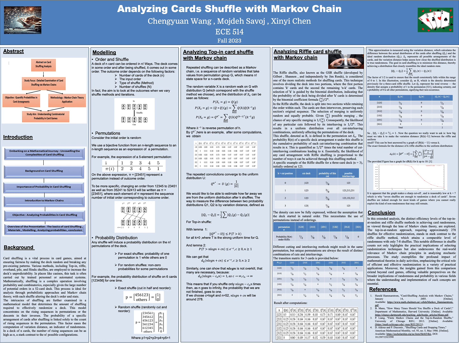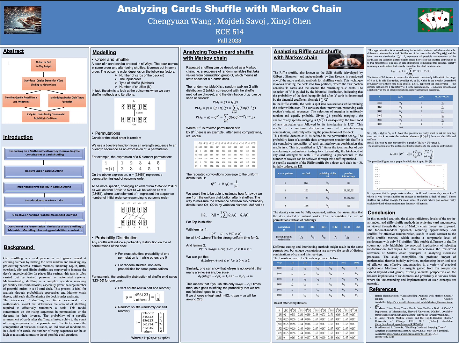Our aim is to look at the outcomes when we vary the shuffle method and iterations. For permutation, we consider the initial order is random, and we use a bijective function as an expression of a permutation. For example, pi equal to 2, 3, 4, 5, 1 represents a permutation instead of an outcome order.